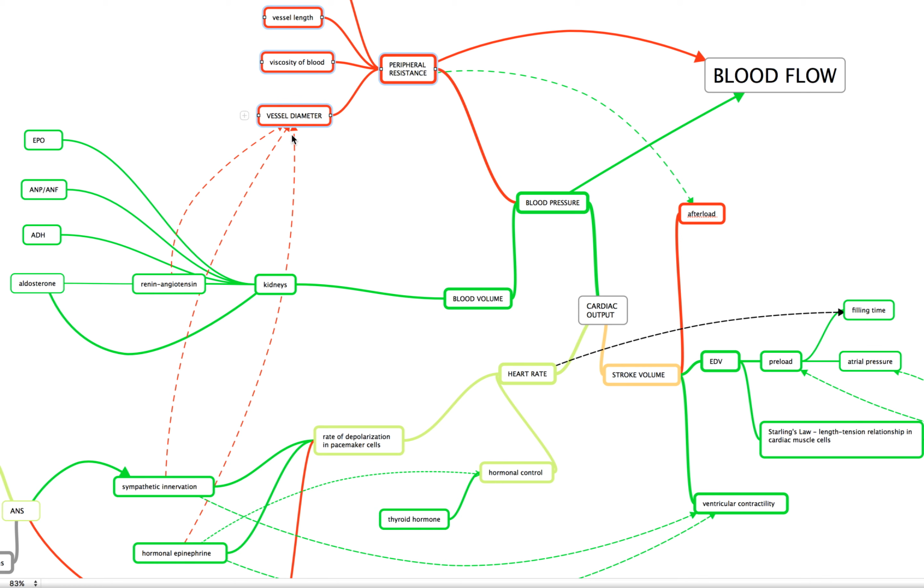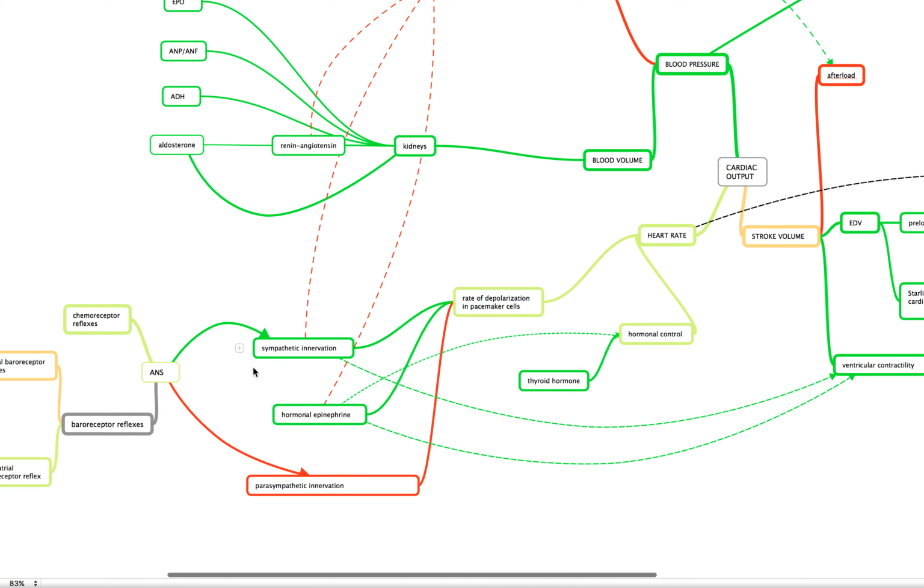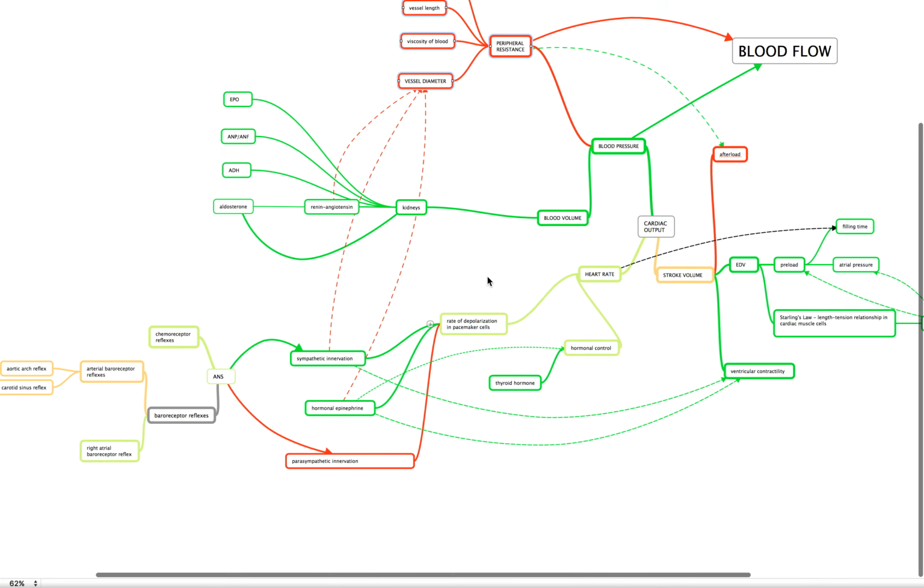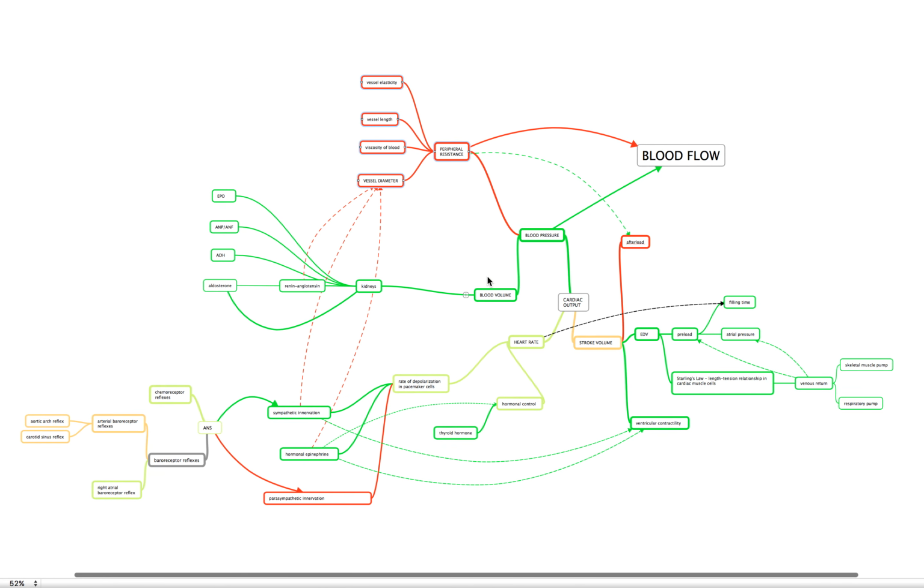Hormonal epinephrine can also cause vasoconstriction. Usually it's more vasoconstriction than vasodilation in these two locations. And then this hormone right here, like I said, we will talk about angiotensin II specifically, but angiotensin II is the most powerful vasoconstrictor in the body, and it will actually be able to change vessel diameter, which impacts resistance and therefore impacts blood flow and also impacts blood pressure. Okay, so that is the whole story, and when you shrink it down, it looks like this.